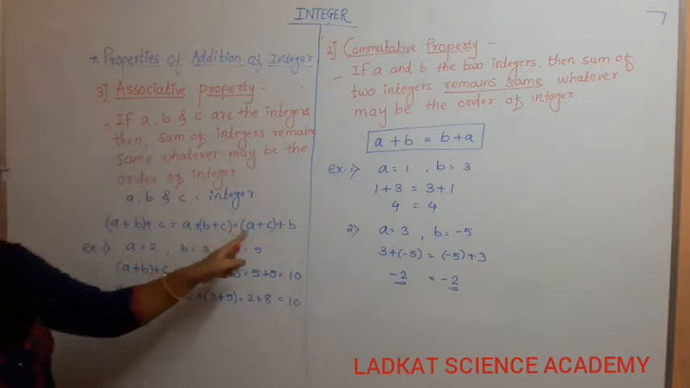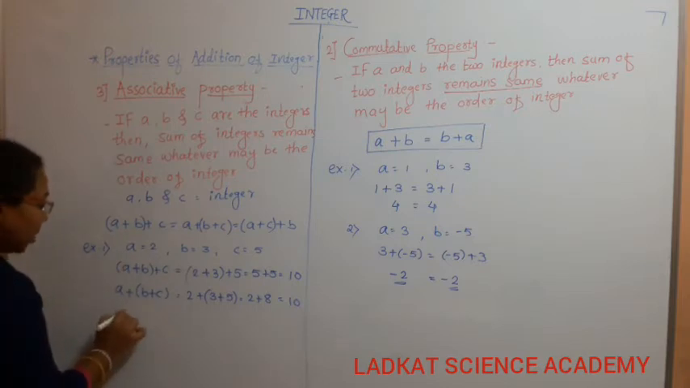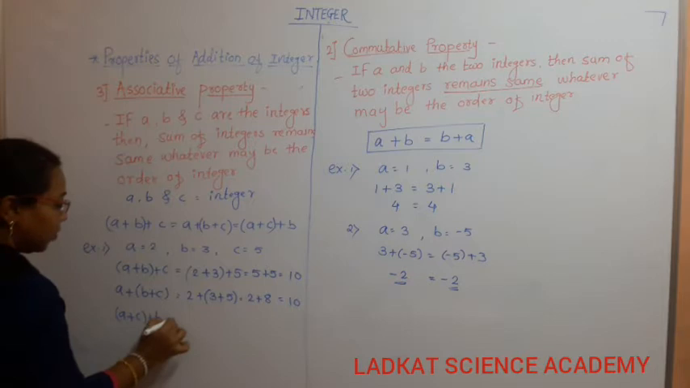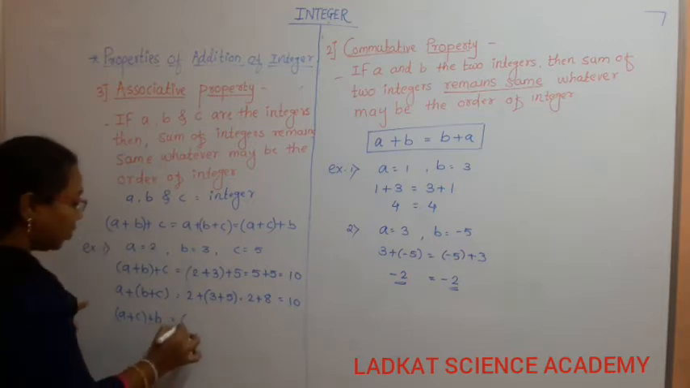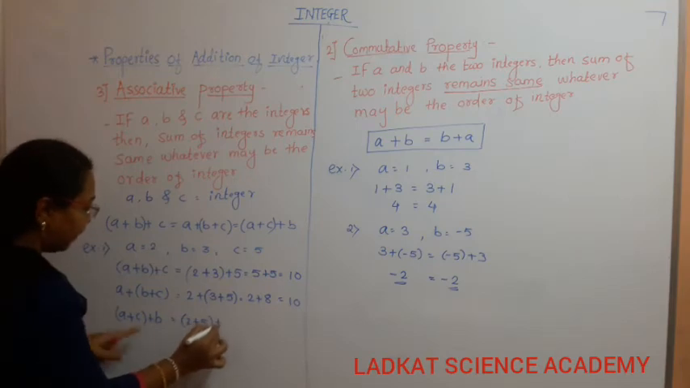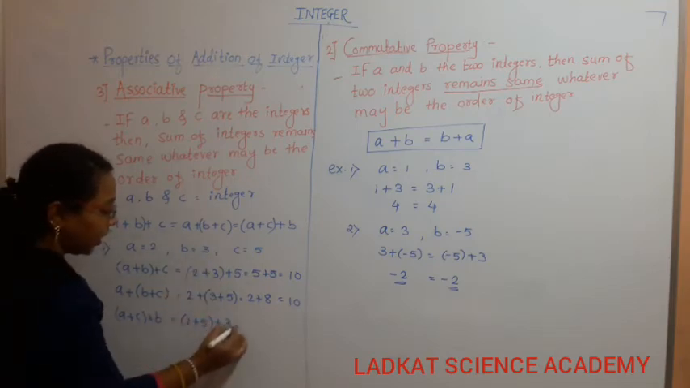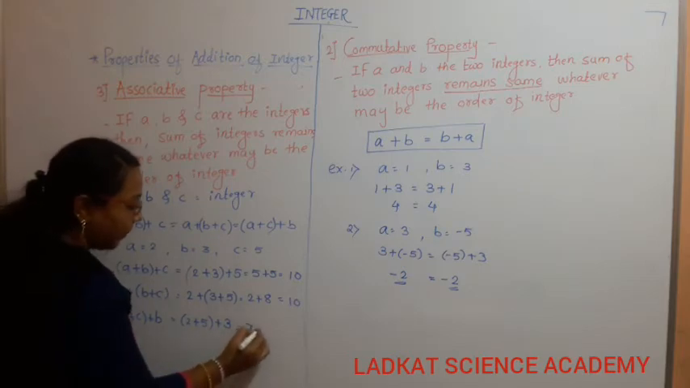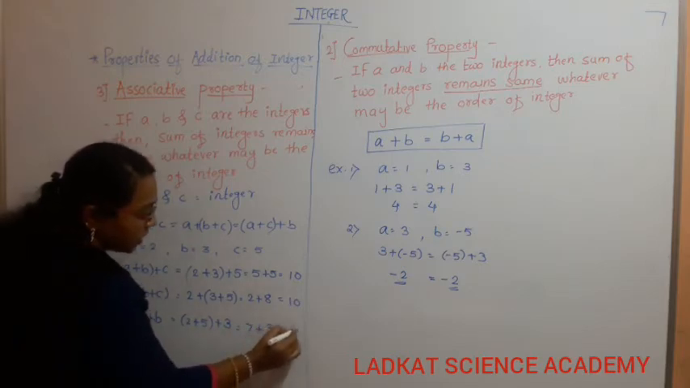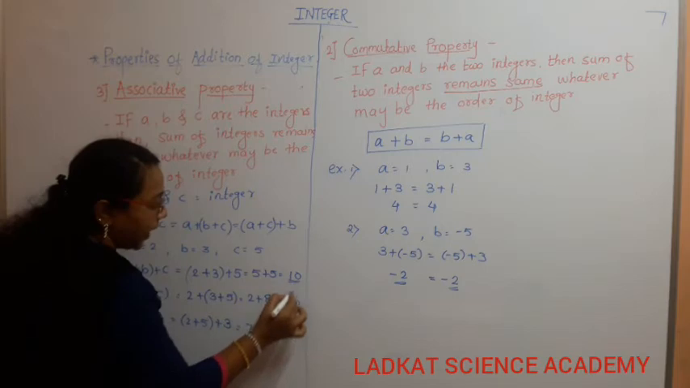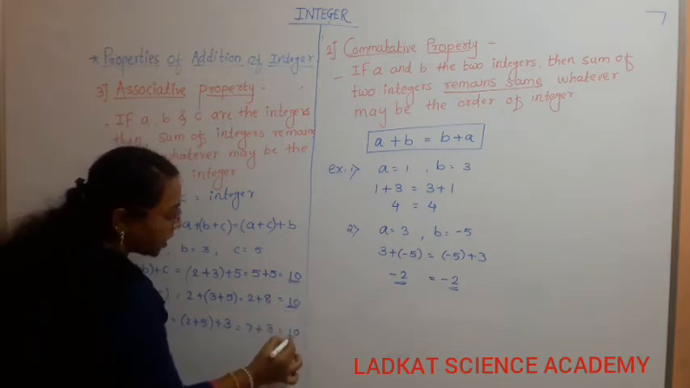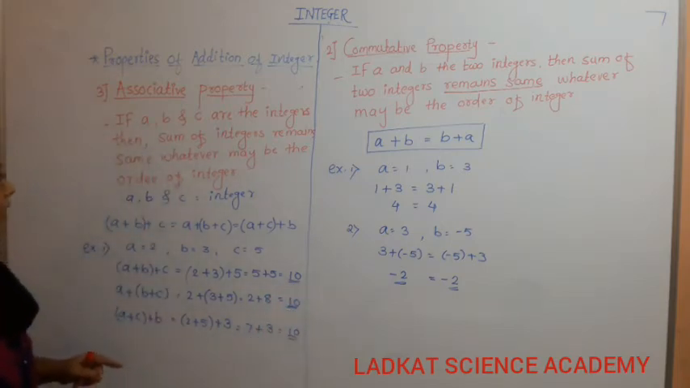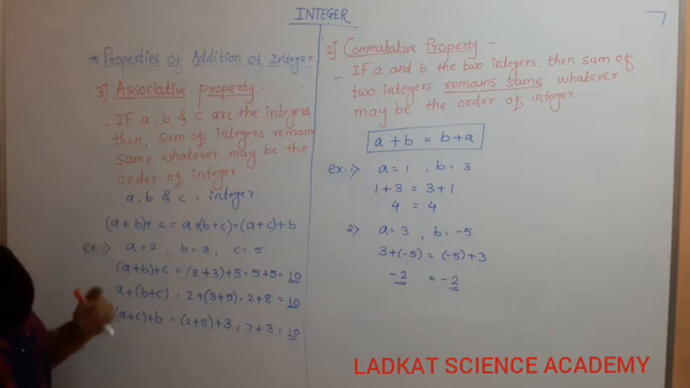We will take the third order, that is A plus C plus B. A's value is 2, plus C's value 5, bracket complete, plus B, which is 3. We got 2 plus 5, the bracket answer is 7, plus 3. The answer is 10. It means in any order we got the same answer, that is 10. This is the associative property.